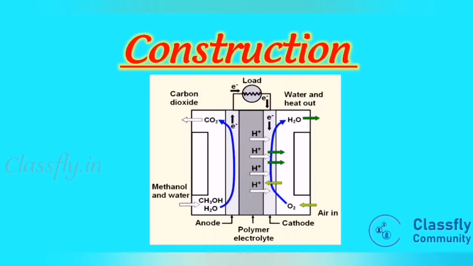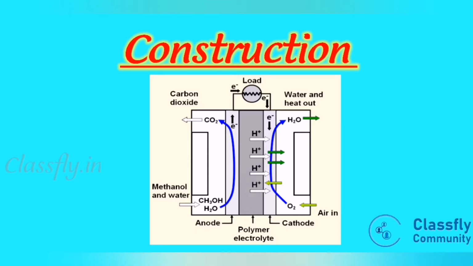In this picture we can see that the methanol oxygen fuel cell consists of two porous carbon electrodes. The anode is coated with platinum catalyst and the cathode is impregnated with silver catalyst. The electrolyte is an aqueous solution of H2SO4, that is, sulfuric acid. Methanol is continuously supplied at the anode and oxygen is supplied at the cathode.